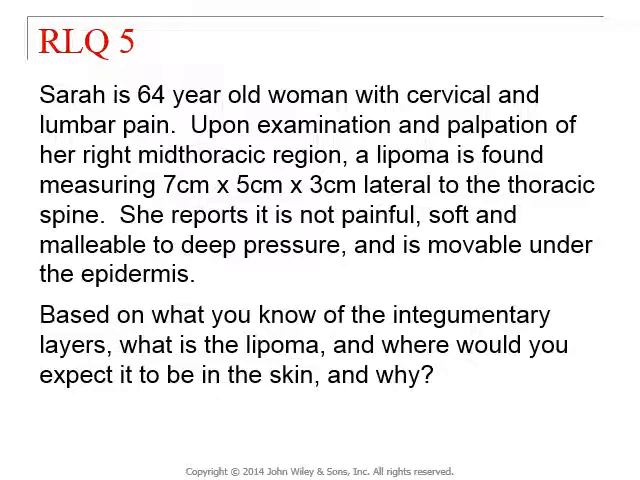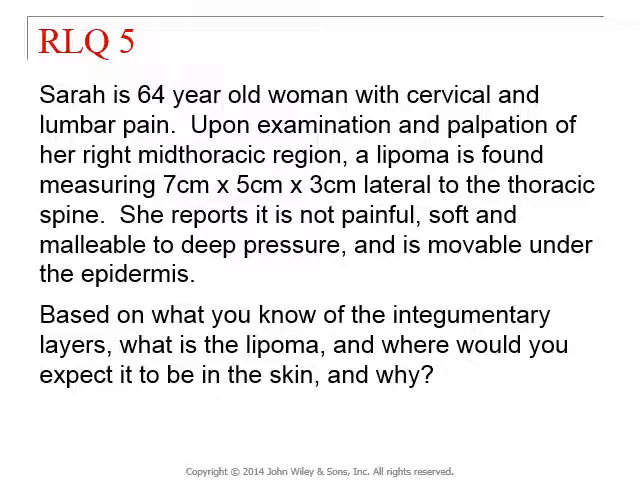When I examined her, I had her prone on a table. While palpating around the right mid-thoracic region, I noticed a lipoma measuring roughly 7 centimeters by 5 centimeters by 3 centimeters, lateral to the thoracic spine. So again, if you look at the thoracic spine, it's more to the back. You go lateral to the right side, just lateral to the thoracic spine, right before you hit the shoulder blade. She reported to me that it's not painful, it's soft and malleable to deep pressure, and is movable under the epidermis.